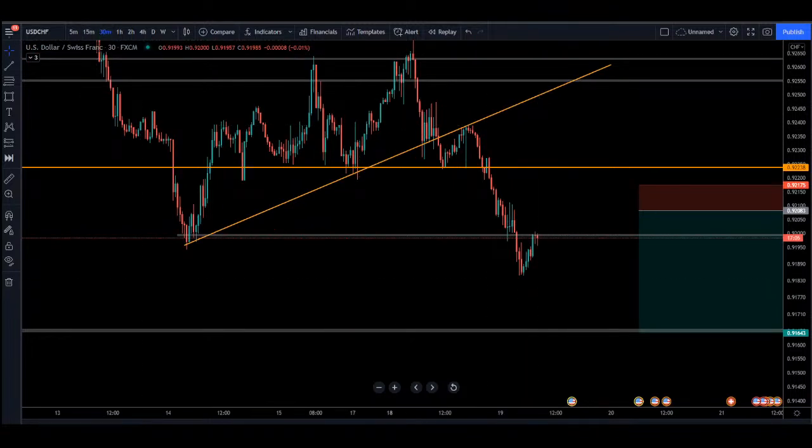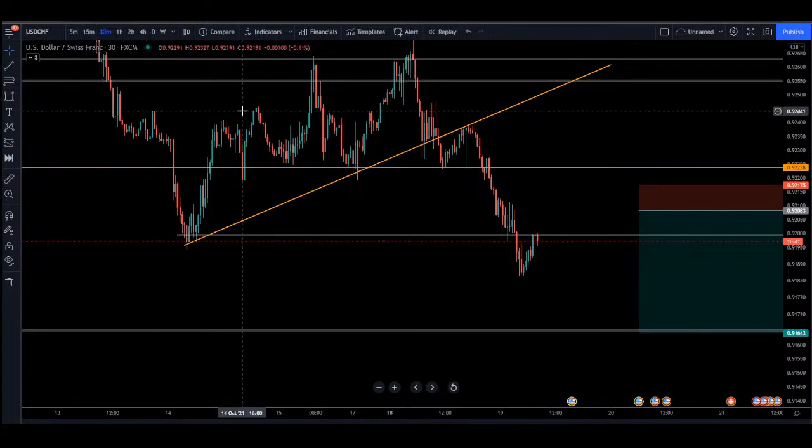This is specifically the time frame that I personally trade, the 30-minute time frame. If you trade a 15-minute time frame, you have to make sure that you're willing to lose your money, because that time frame is a low probability time frame. The 15-minute time frame provides very weak confirmations.